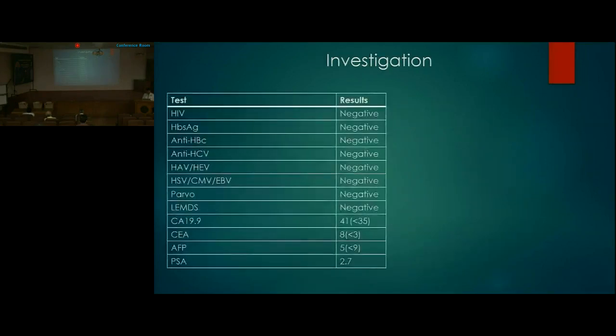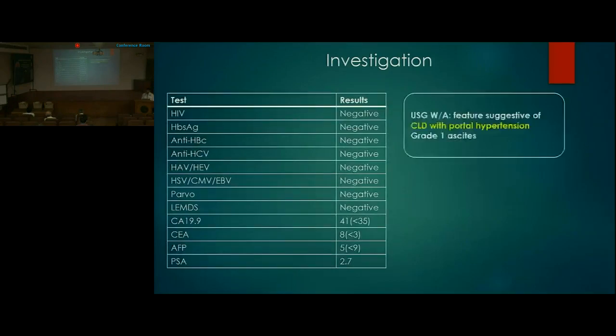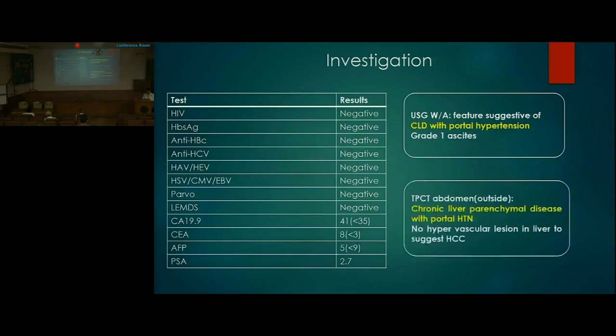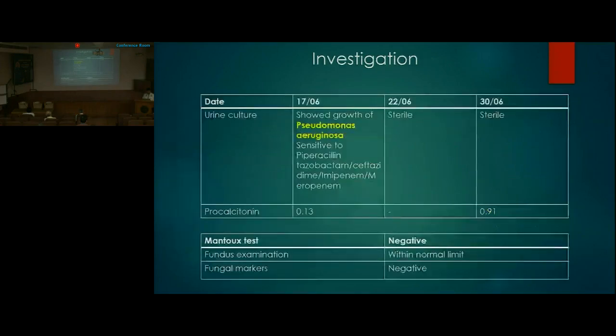Investigations: the viral markers were within normal limits. Lambda workup was negative. Tumor markers were within the normal range. Ultrasound abdomen was suggestive of CLD with portal hypertension and splenomegaly. HRCT was suggestive of the same. There was no hypervascular lesion to suggest any HCC.